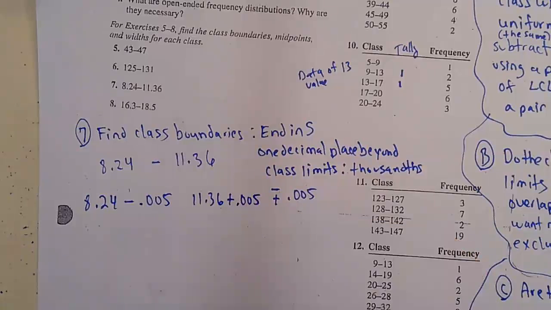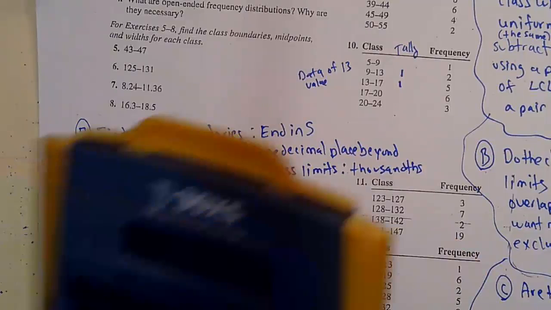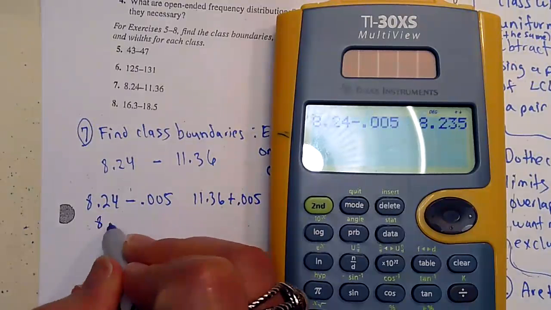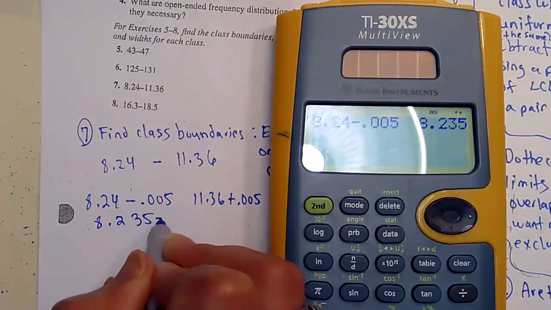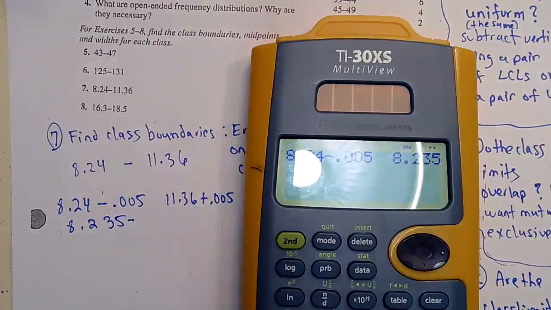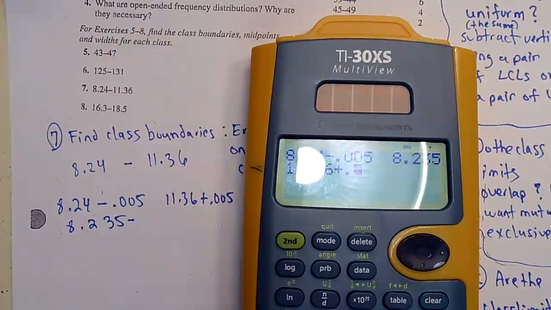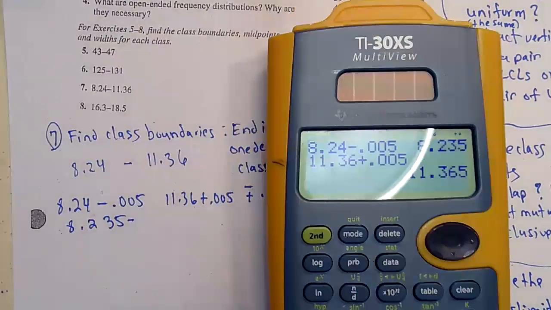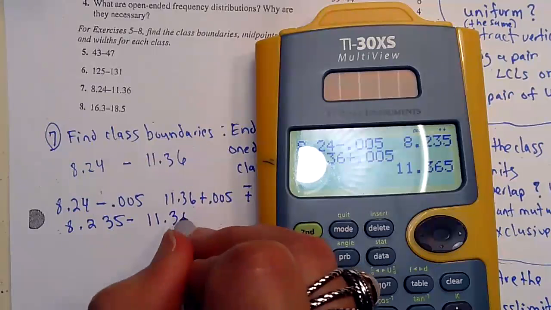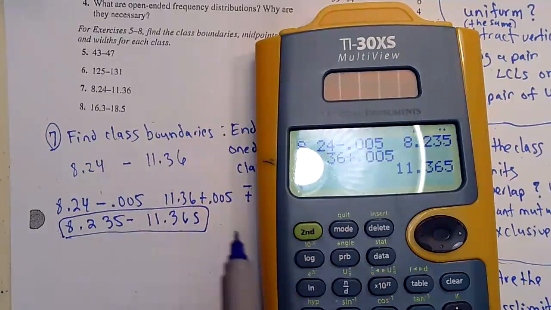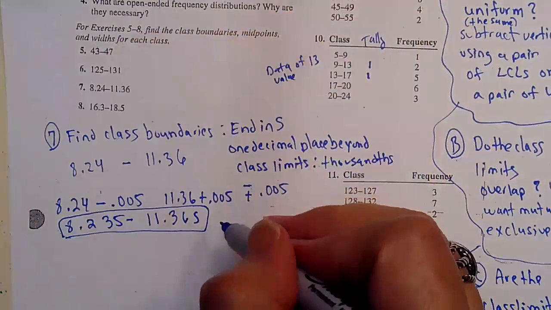Okay, so 8.24 minus 0.005 is 8.235. Okay, and then 11.36 plus 0.005 is 11.365. Okay, so that's your class boundary for number 7.